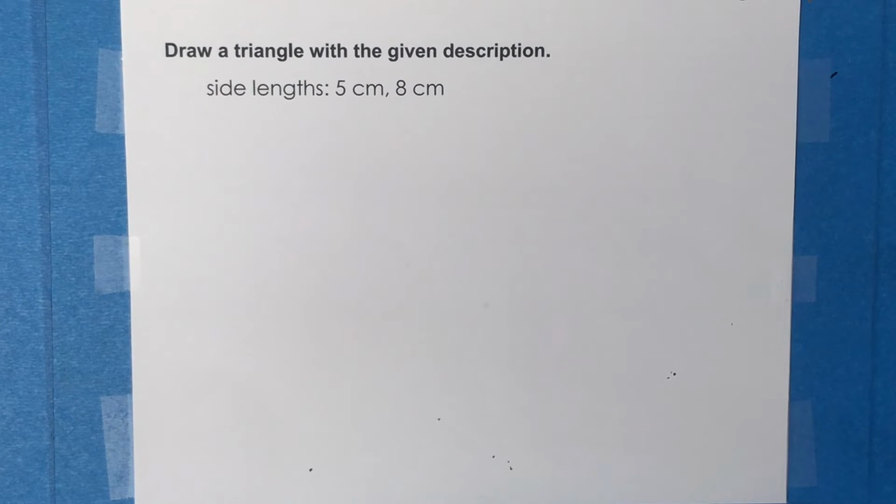Looking at the directions, it says draw a triangle with the given description. They give you the side lengths of 2 of the 3 sides of a triangle. One side length must be 8 centimeters, and the other side length must be 5 centimeters. And I'm going to show you that not all triangles are going to look the same, but you still may have the same side lengths. So let's take a look.